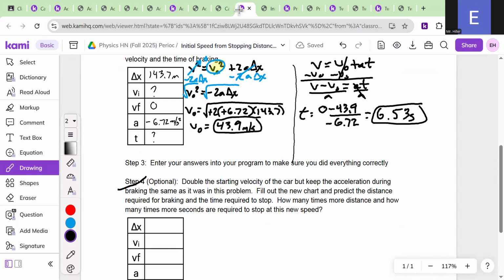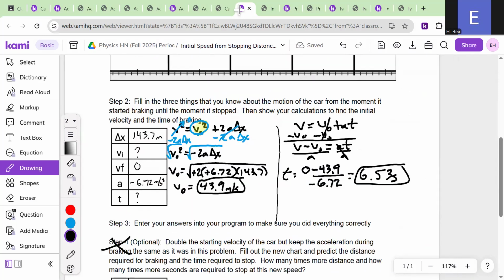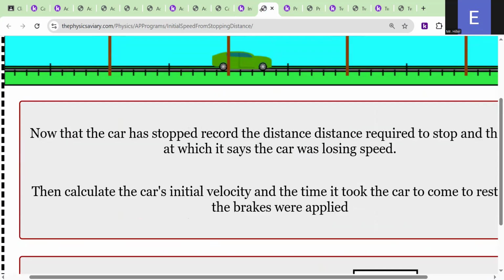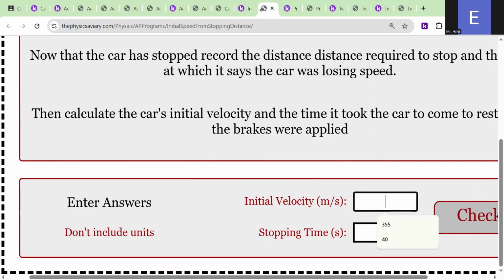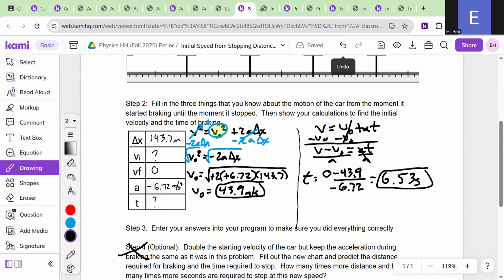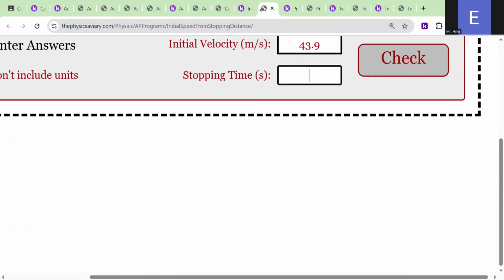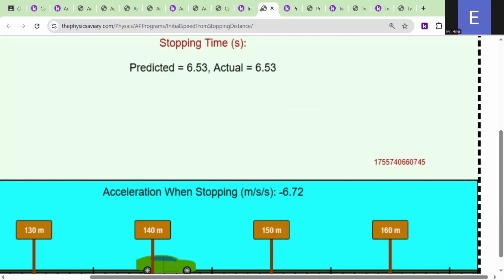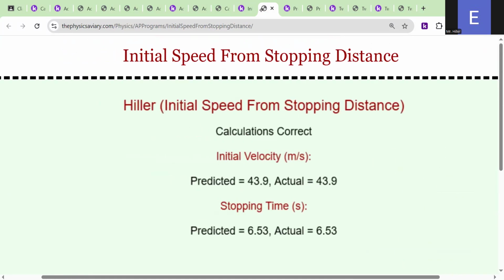Okay, don't worry about step 4. Let's plug in our numbers and see how we did. All right, there we go. Successful with question 6. All right, if you were too, let's go on to question 7.